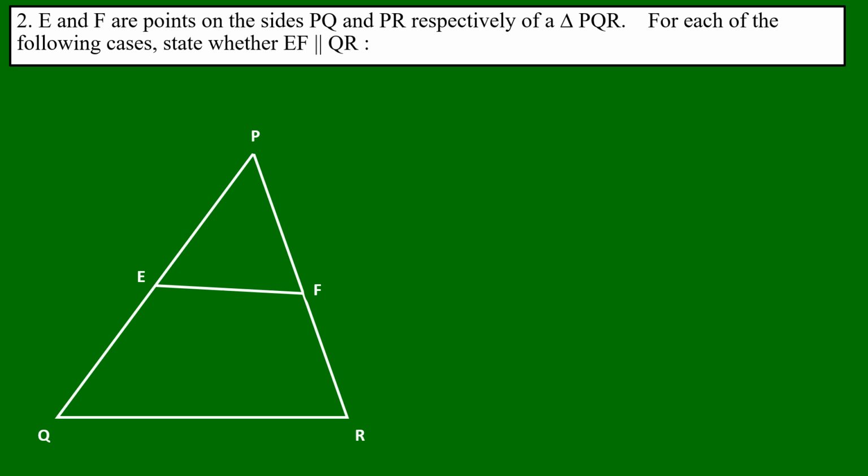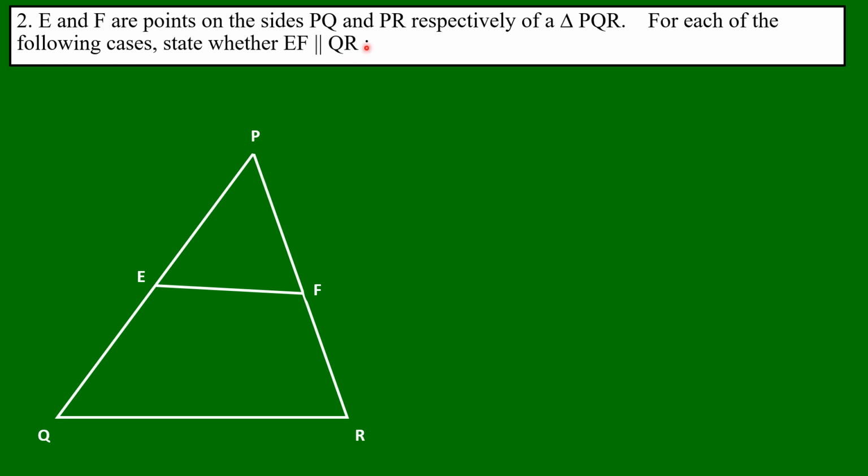Okay, second question. Here we have to check whether the line segment joining two points on two sides of a triangle is parallel to the third side or not. So again we'll apply this BPT, the basic proportionality theorem. A line will only be parallel to the third side if it divides the two sides in the same ratio. Right? For each of the following cases, state whether EF is parallel to QR.